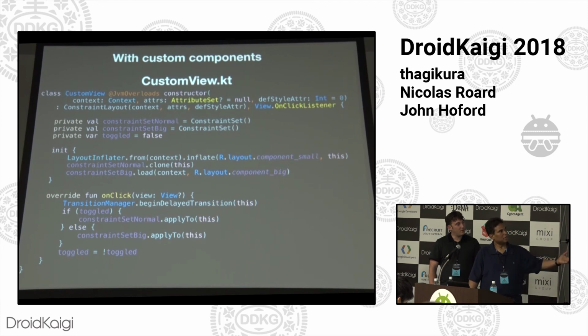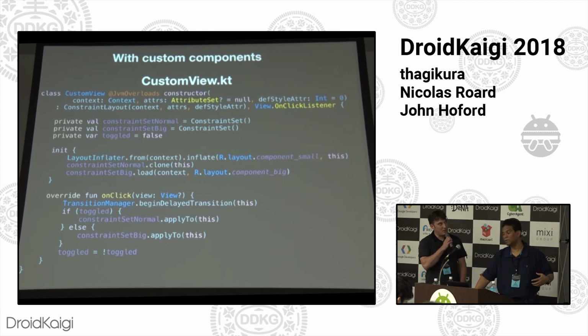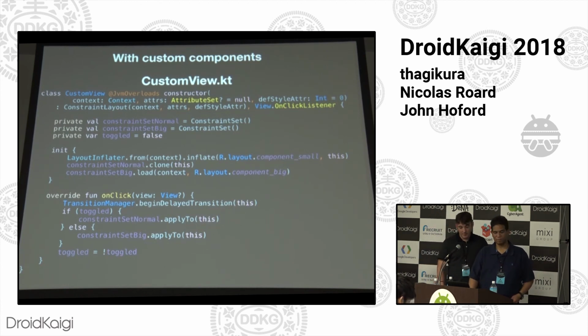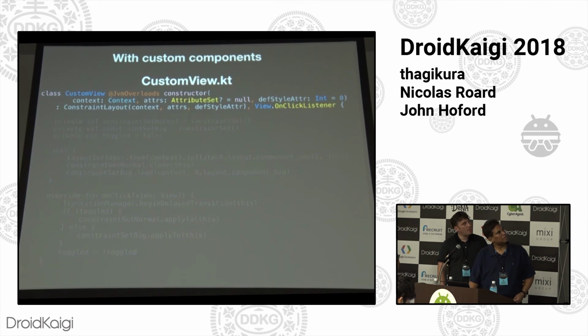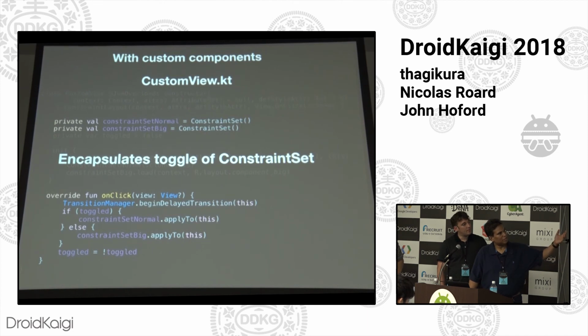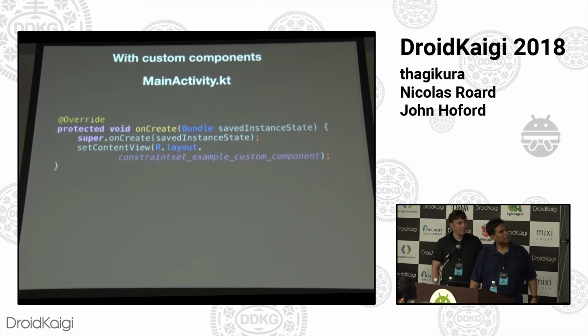So if instead of doing that as a screen, you write it as a component, you end up with something more like that, where you can really easily with Kotlin create a subclass of constraint layout and set up the constraint set in your init, and that's it. It's very simple. You grab the constraints, you create the constraint sets, you have the on-click toggling between them, and in the on-create you load up the constraint sets.